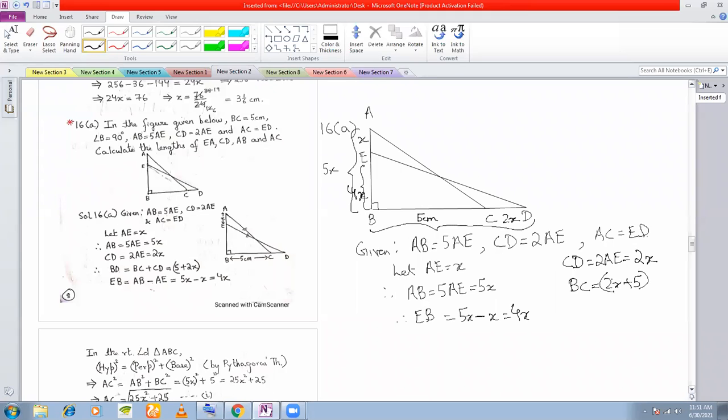Now we identify the right angle triangle. See that AC is a hypotenuse, right? Of which triangle? ABC. So we write AC square is equal to AB square.